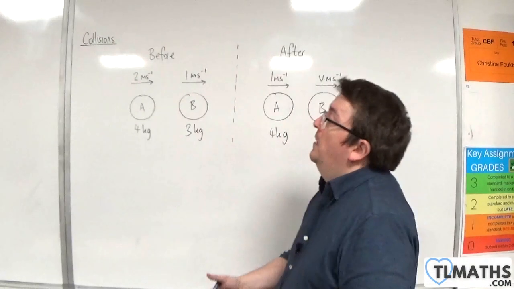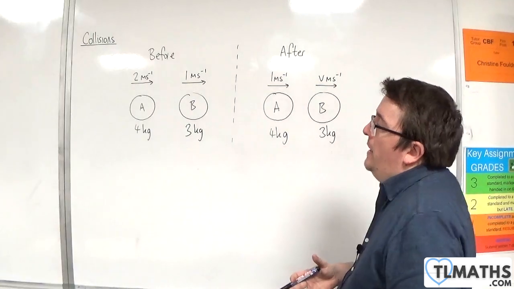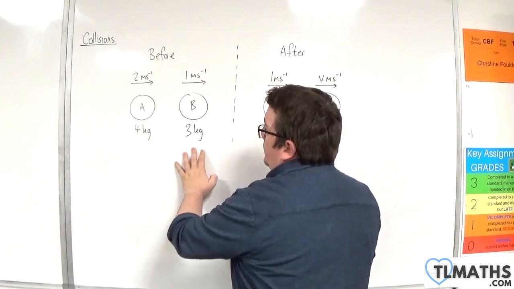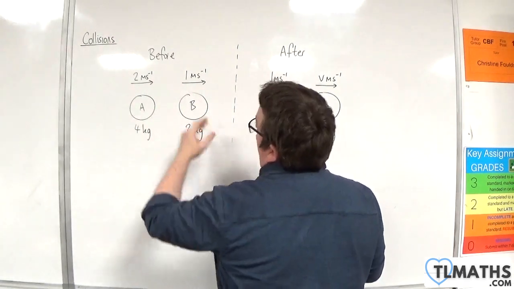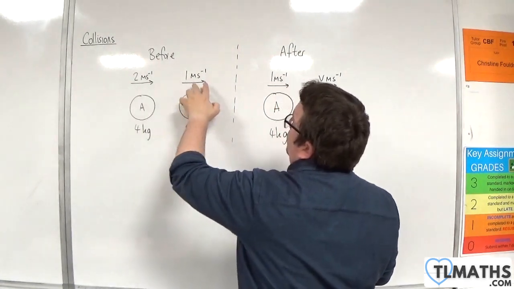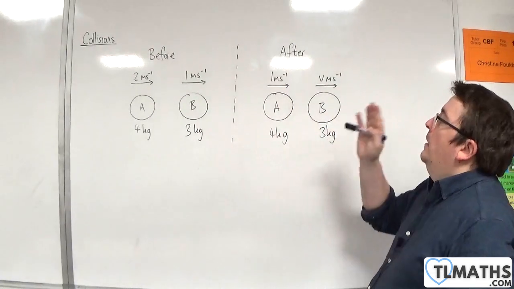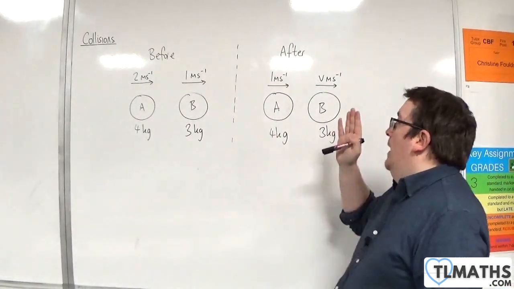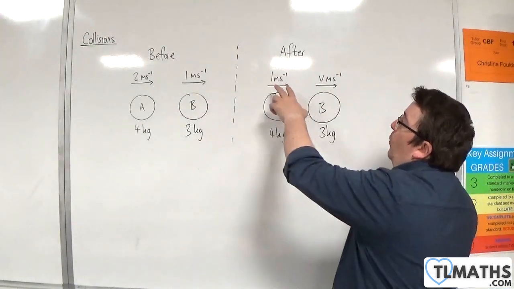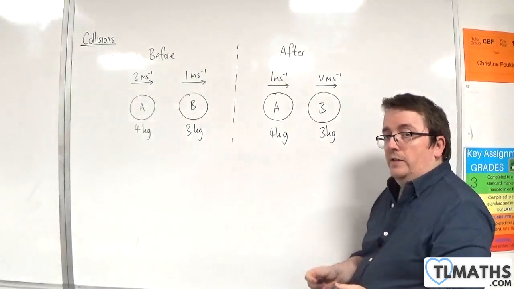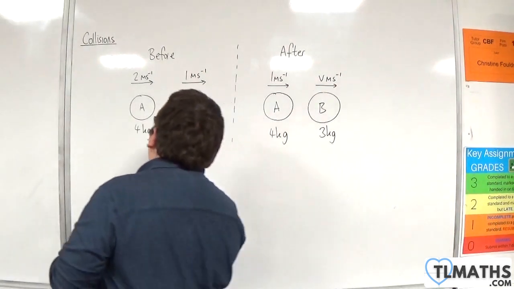In this example, we have two particles A and B. They have masses of 4 kilos and 3 kilos respectively. They are both travelling to the right at 2 meters per second and 1 meter per second respectively. After they collide, A is travelling to the right at 1 meter per second, B is travelling to the right at v meters per second. We need to find v.